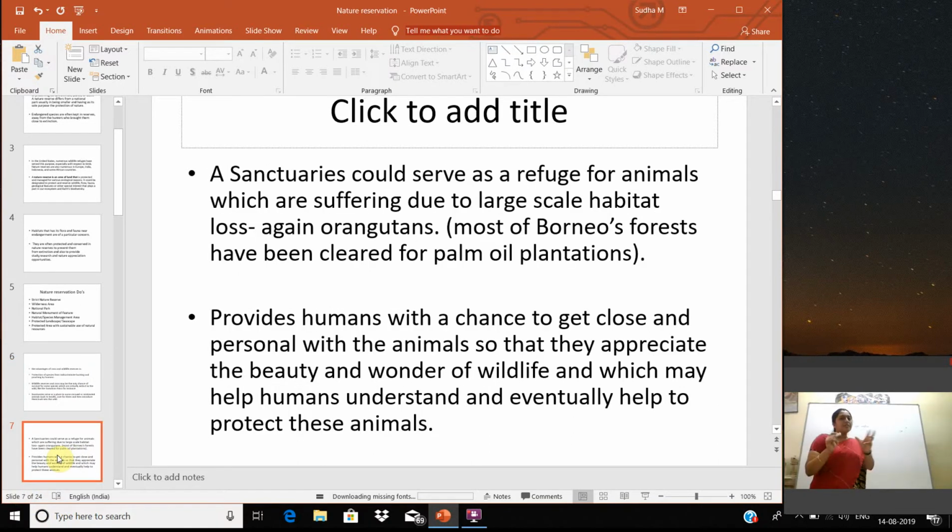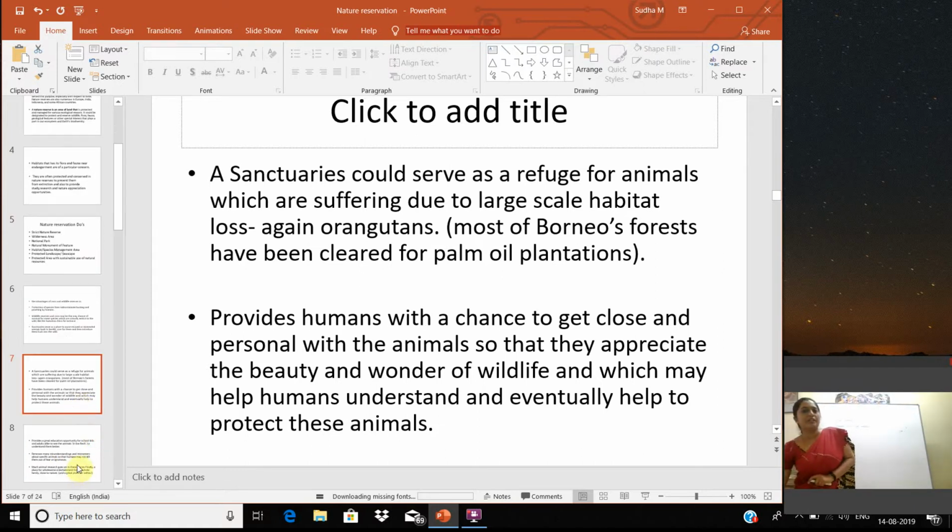And the bird sanctuary could also serve as a refuge for the animals which are suffering due to large-scale habitat loss, and it also provides humans with a chance to get close to the animal and understand what kind of habitat it has. It should also mean we actually know about the animal. Personally, we should know what kind of requirements that animal has, for having a better understanding between human and animal. Okay.